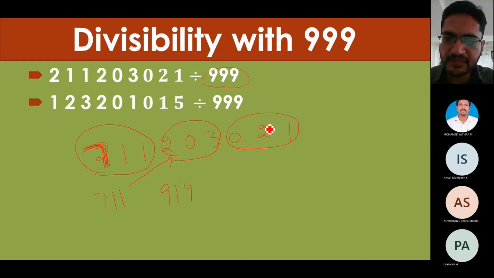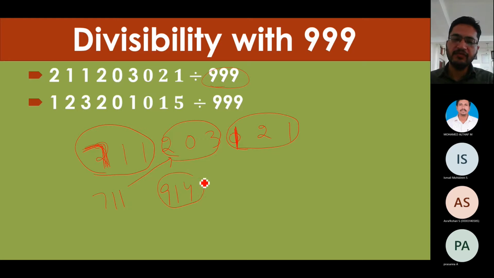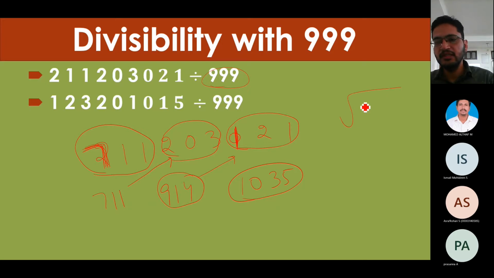Now again I am changing here. Suppose it is 1 2 1. Now 914 plus 121, that is 1035. Now this sum is greater than 999. So I will divide this number by 999 and I will get the quotient 1. So I will add this one here. So it will become 1036.